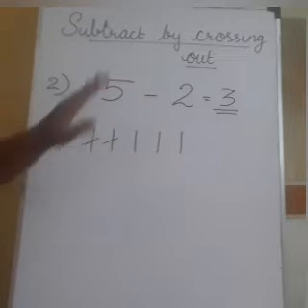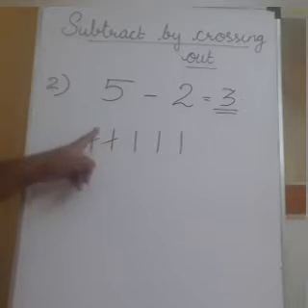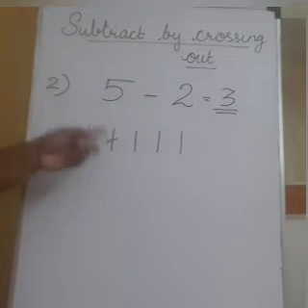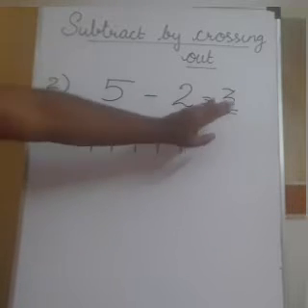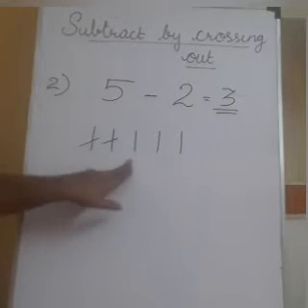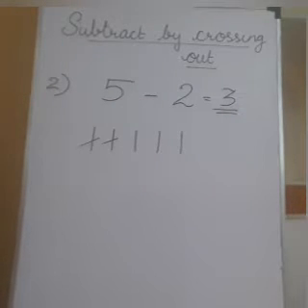5 minus 2. First we draw 5 lines. Then the second number is 2, so we cut 2 lines from here. Then we count how many lines are remaining and write that number. Here 3 lines are remaining, so we wrote 3. Is it clear, my dear kids?